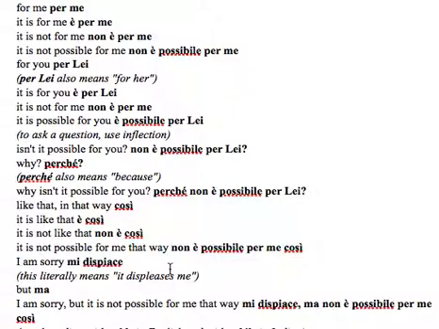I'm sorry. Well, we can say mi scusi, or we can also say mi dispiace. I'm sorry, mi dispiace. It displeases me. I'm sorry, but ma, the most common word you can hear in Italian. So, I'm sorry, but it is not possible for me that way. Mi dispiace, ma non è possibile per me così.